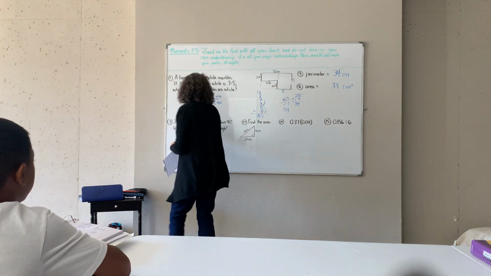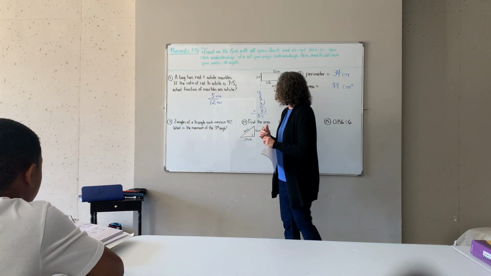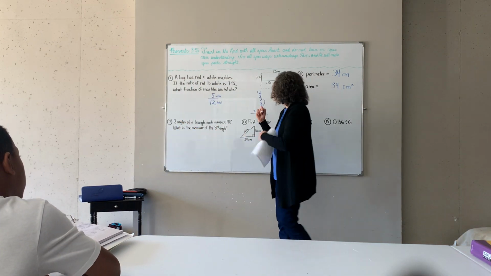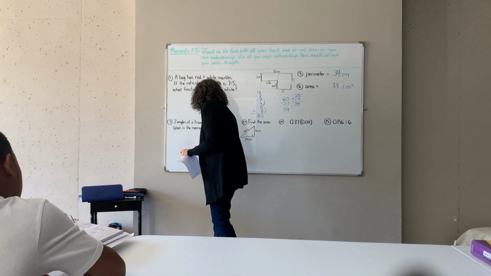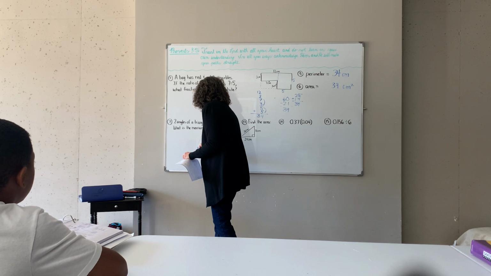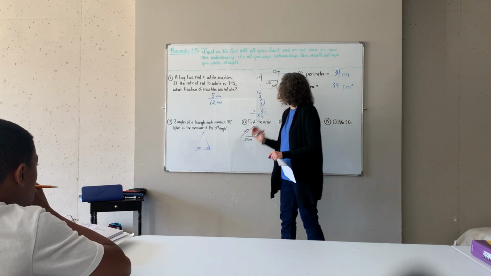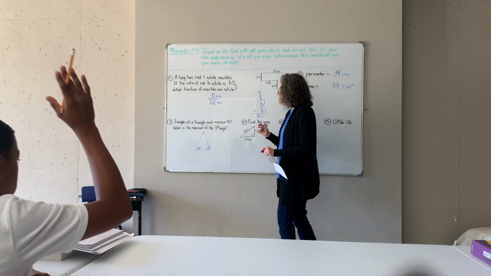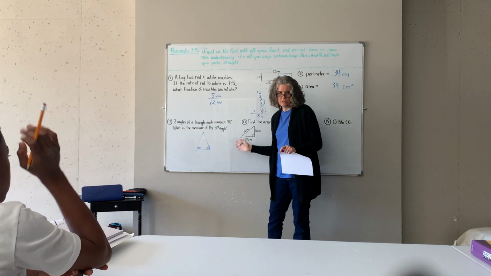All right, number 7. 2 angles of a triangle each measure 40 degrees. So we've got an isosceles triangle situation because you get 2 of the angles equal. So we've got 40 degrees and 40 degrees. What is the measure of the third angle? What's the sum of all the angles in a triangle?